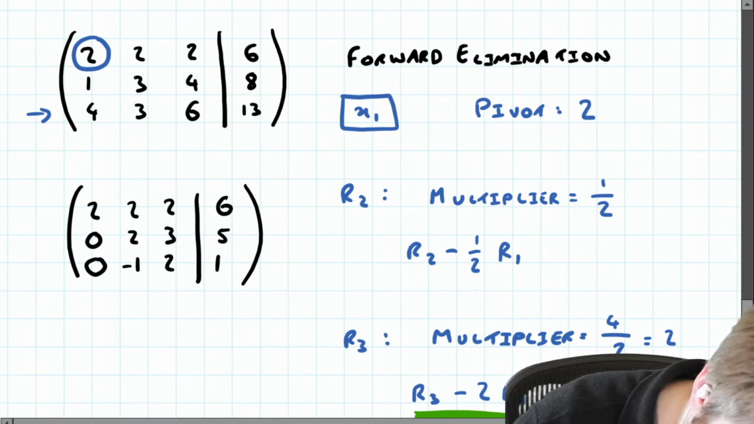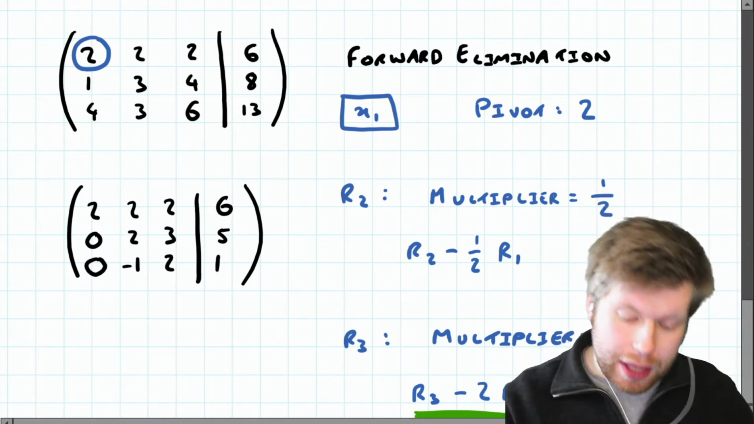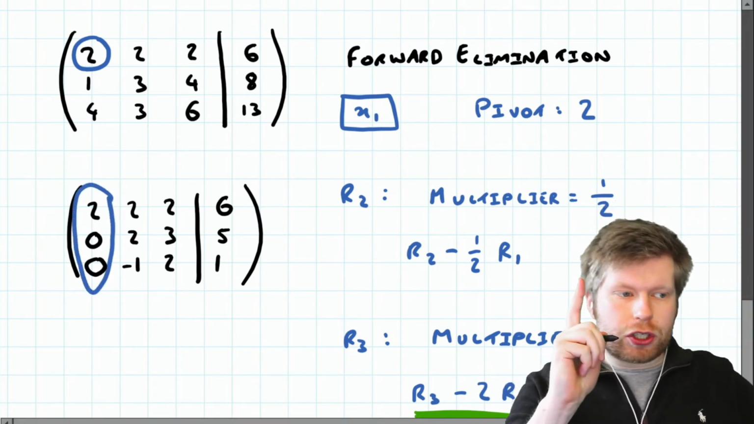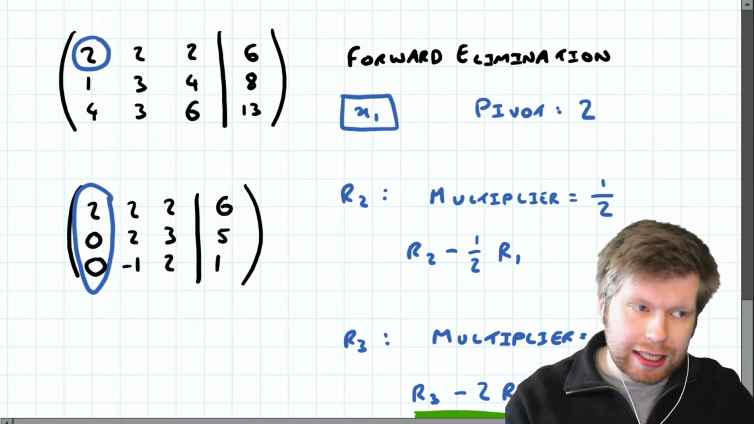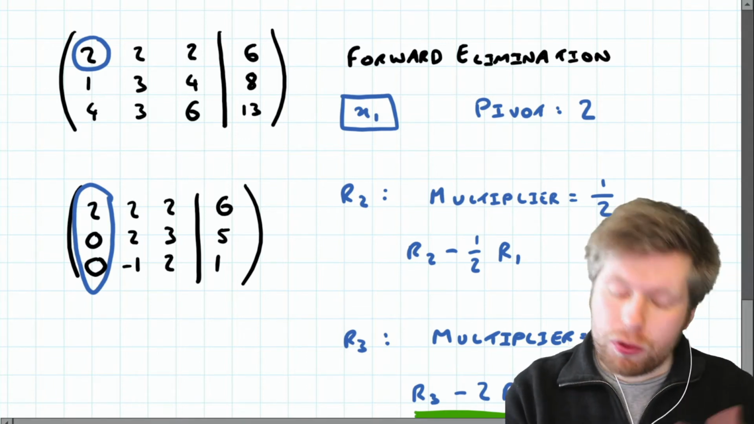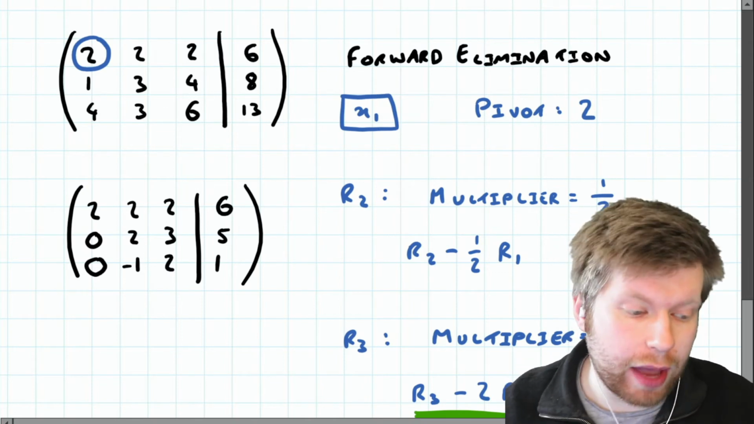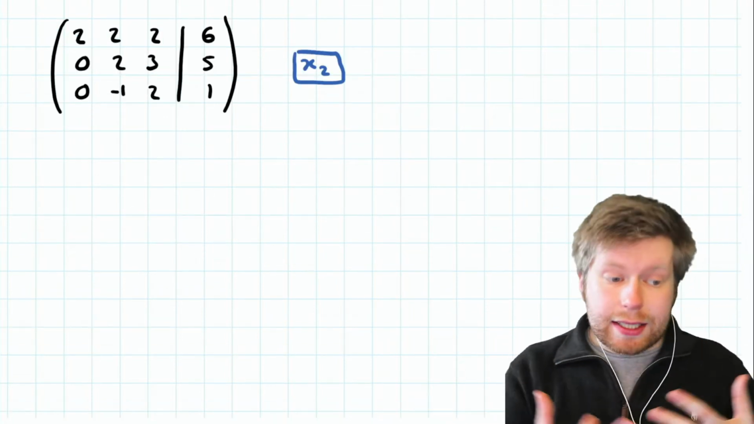So this is basically the end of the first step. The idea is that I'm just left with one coefficient of x1 in my first column. So that's step 1. Let's move on to step 2, and I'm going to try and do a similar thing for the coefficients of x2. So same thing as before.